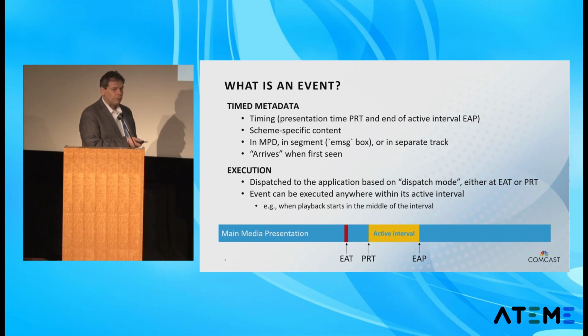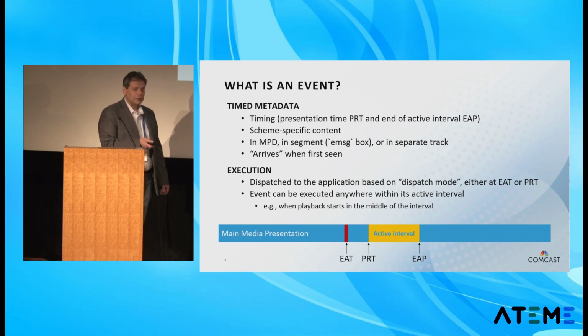And there are 3 ways of doing this. As usual, Dash has way more ways of doing the same thing. So you can carry this in the MPD, you can carry it as a box in a segment, or you can carry it in a separate track, a timed metadata track. Then there is the execution, and the execution that is generic is very simple. You see an event when the client becomes aware of it. Let's say it sees the first MPD where it appears, or it sees the segment.